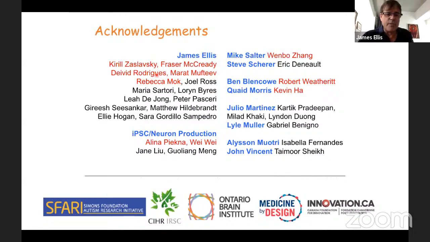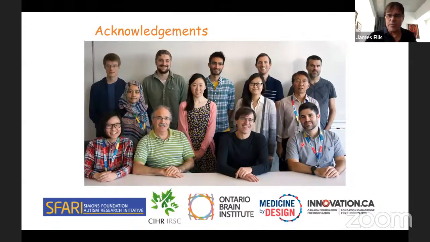So in acknowledgement, the people who did the bulk of the work here are in red: Kirill and Fraser for SHANK2, David and Murat for the TRAP-seq, Rebecca for the MEAs. We got a lot of help from our technicians in making neurons. Wembo did patch clamp, and some of the translational calculations and RNA stability calculations were done in addition in Ben Blencowe's and Quaid Morris's lab. And we have additional collaborators, including Alison Mwatri, who is Brazilian. These are the funding agencies, and these are the people in the group. And I'll just point out David, and thank you for your attention.